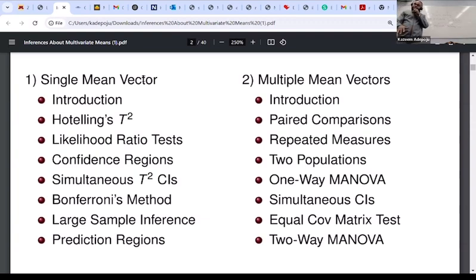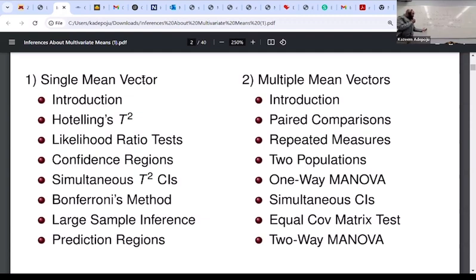But right now, what we want to focus on is only a single mean vector. It is single because I'm considering one entity, a school here, and it is multivariate because I'm looking into more than one subject. Does that make sense to everyone?